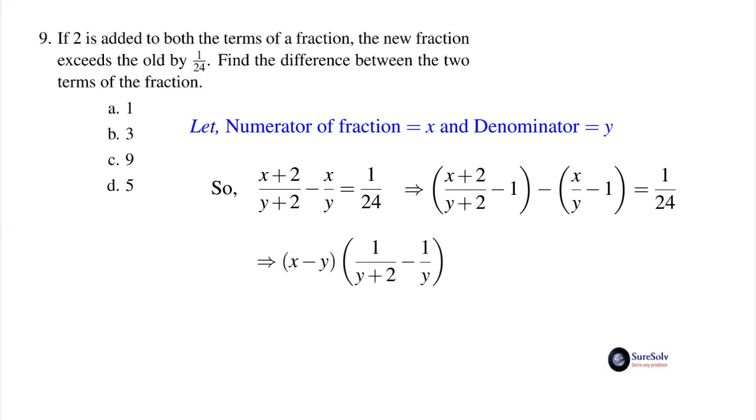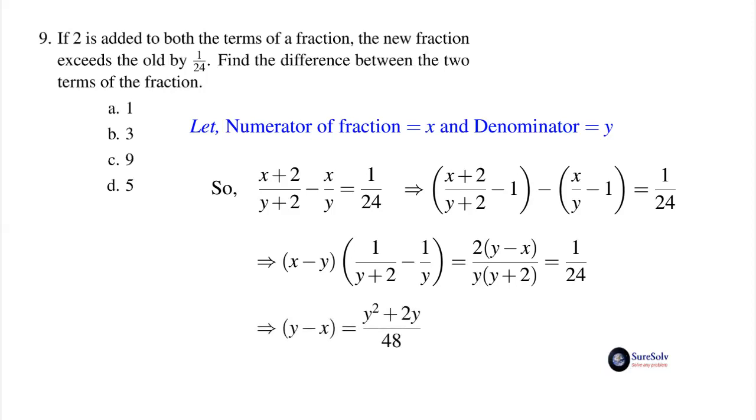minus y times 1 by y plus 2 minus 1 by y equal to 2 times y minus x divided by y times y plus 2 equal to 1 by 24. Or y minus x equal to y square plus 2y divided by 48. You have to find the value of y minus x.